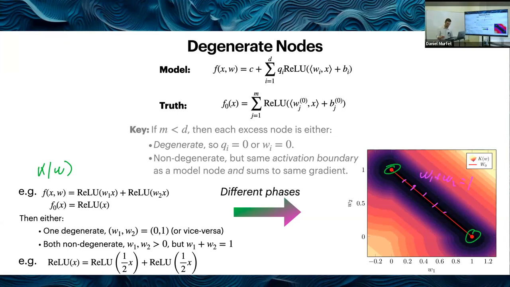And so what you see is that there seems to be a little bit more flatness, so to speak, around the degenerate node points. Specifically, this point corresponds to a degenerate node.